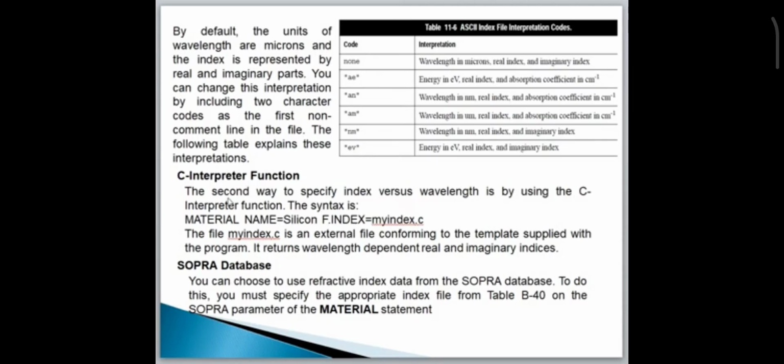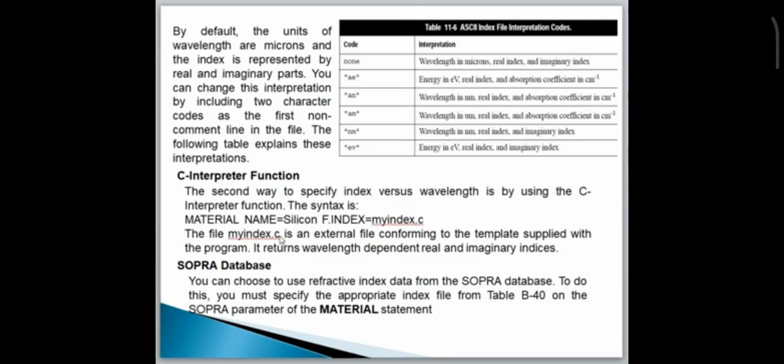C interpreter function. The second way to specify index versus wavelength is by using the C interpreter function. The syntax is in which I have already designed a file and saved in the program, and I'm calling this file with the help of material statement using the syntax f.index. Material name silicon using the syntax to call the file f.index, and the file name is myindex.c.